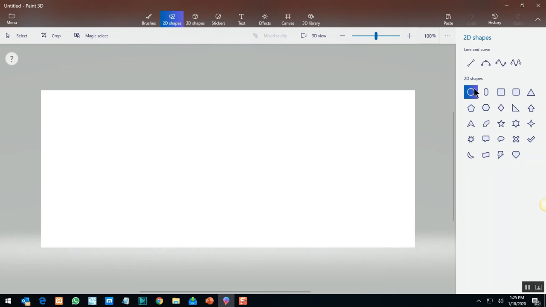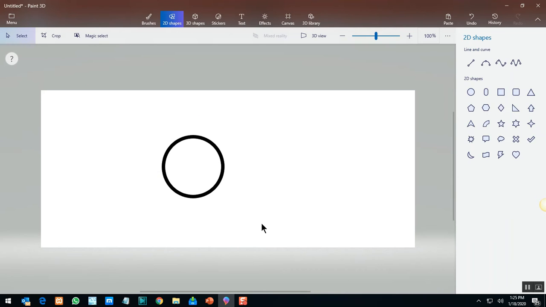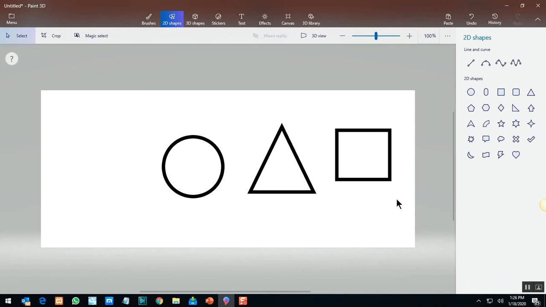So let's start with some 2D shapes. What is this? Circle. What is this? Triangle. What is this? Square.